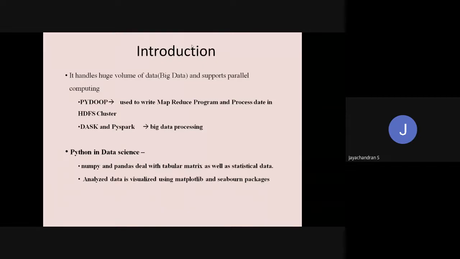Next, data science. Actually, everyone knows the words data science, data analytics, data analyze. So they all play with the data. Here, the statistical analysis we are going to perform in Python. So we are using NumPy and Pandas to deal with the tabular matrix as well as statistical data, and then the analyzed data is visualized using matplotlib and seaborn packages. So in Python for data science, we use these packages.